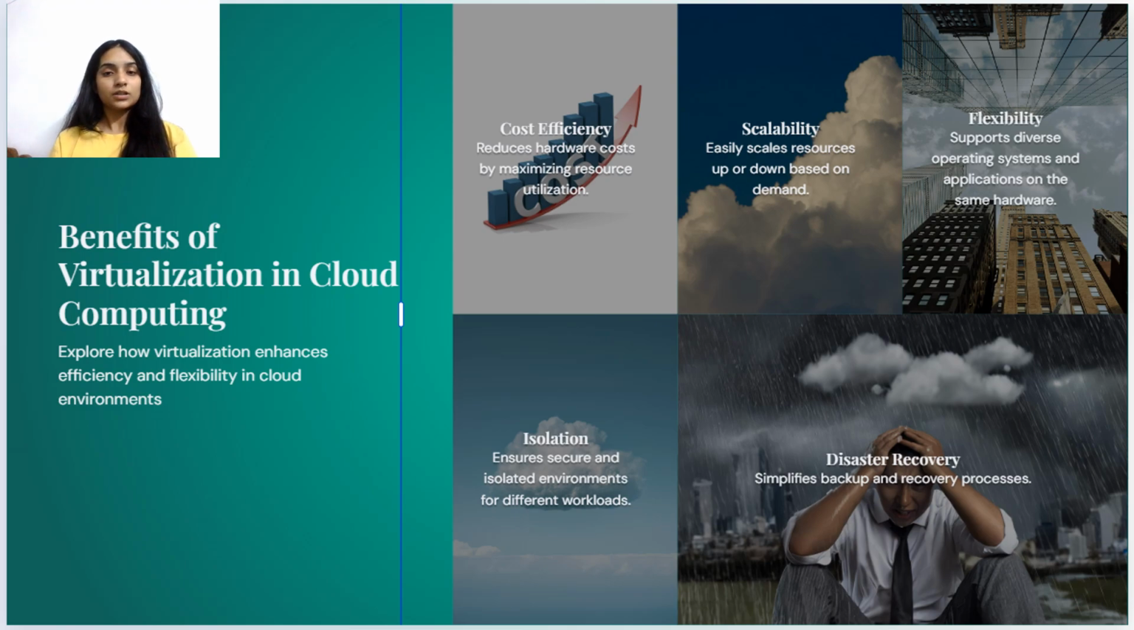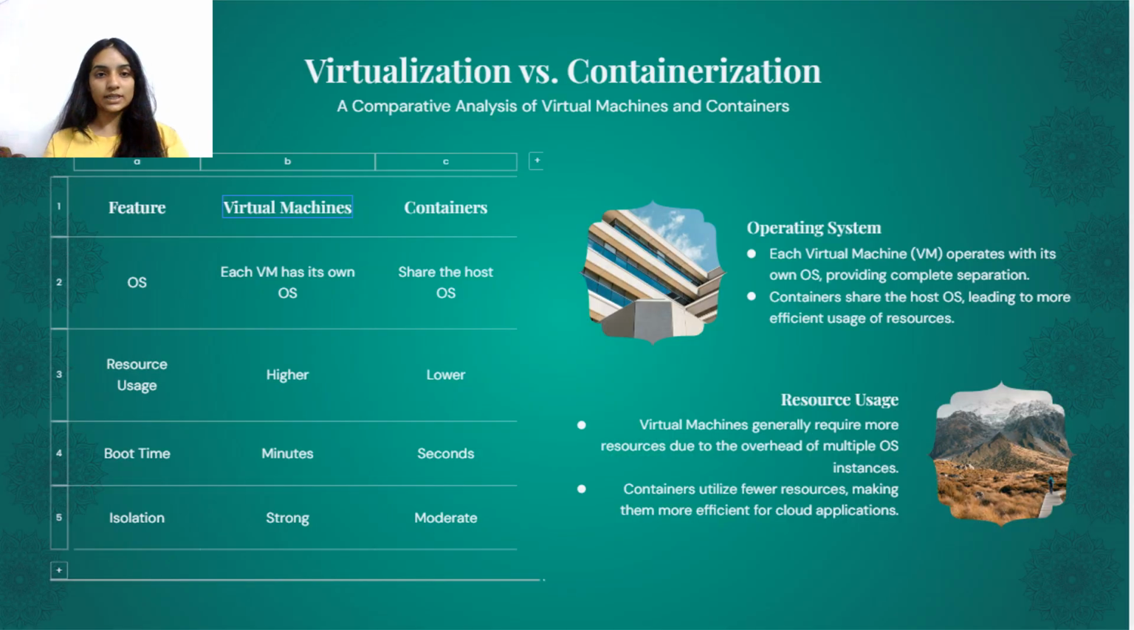Cost efficiency. It is one of the major benefits, which reduces hardware cost by maximizing resource utilization. Second point is scalability. It easily scales resources up or down based on demand. Third one is flexibility. It supports diverse operating systems and applications on the same hardware. Isolation ensures secure and isolated environments for different workloads. And the fifth one is disaster recovery. It simplifies backup and recovery.